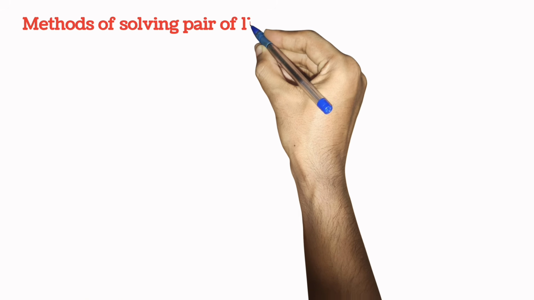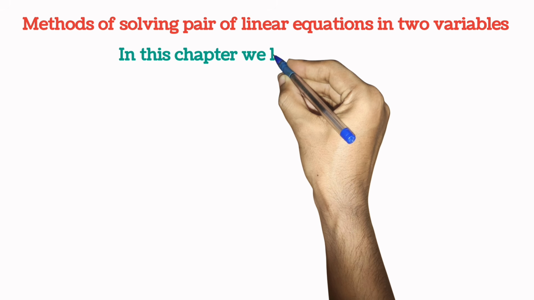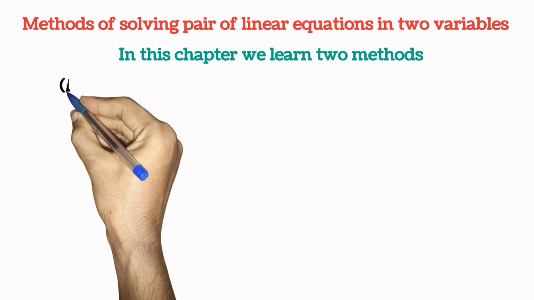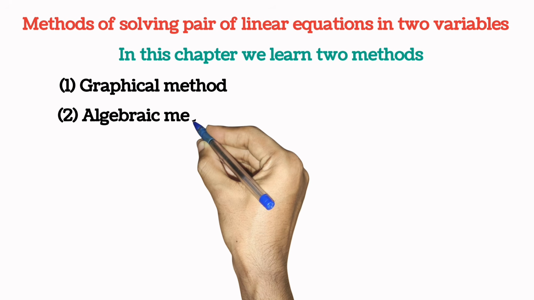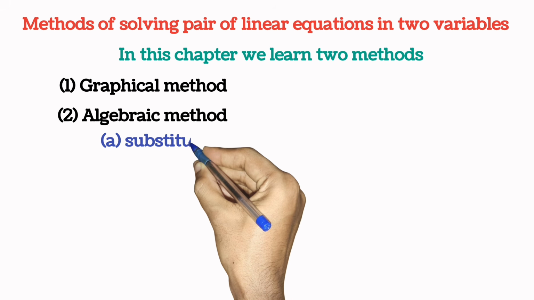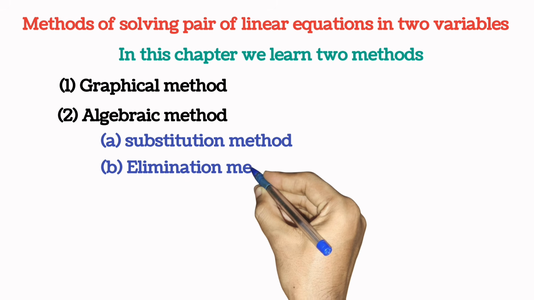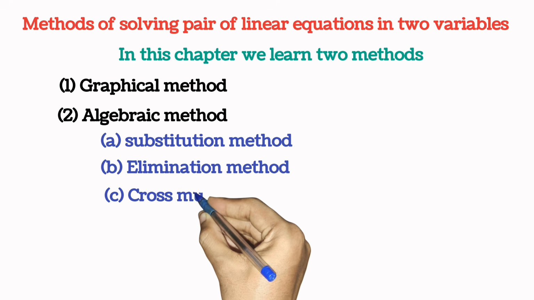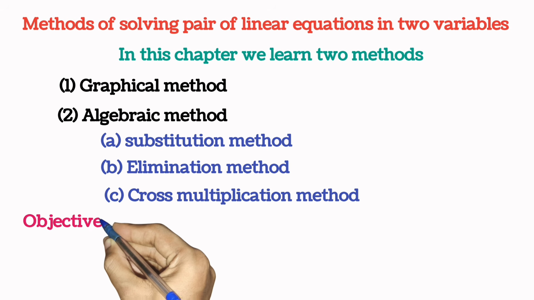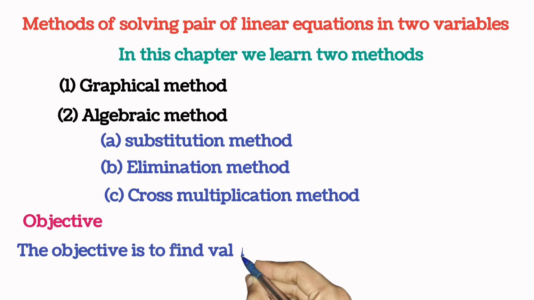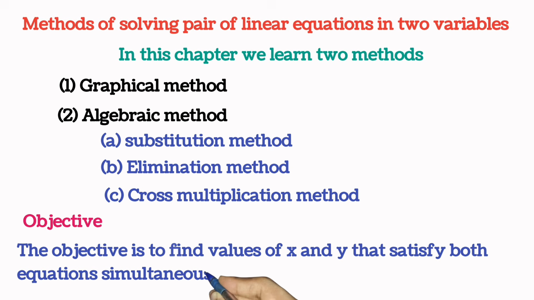Methods of solving a pair of linear equations in two variables. In this chapter, we learn two methods. The first one is the graphical method and the second one is the algebraic method. The algebraic method contains A. Substitution method, B. Elimination method, and C. Cross multiplication method. The objective is to find the values of x and y that satisfy both equations simultaneously.